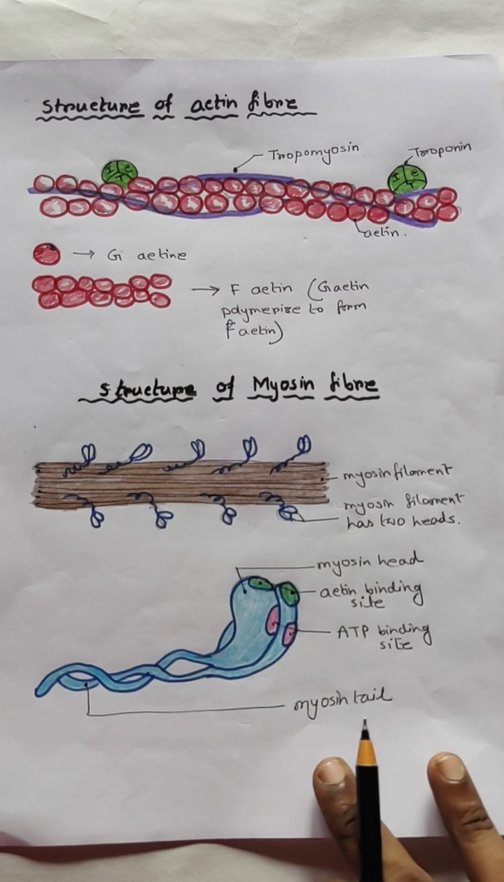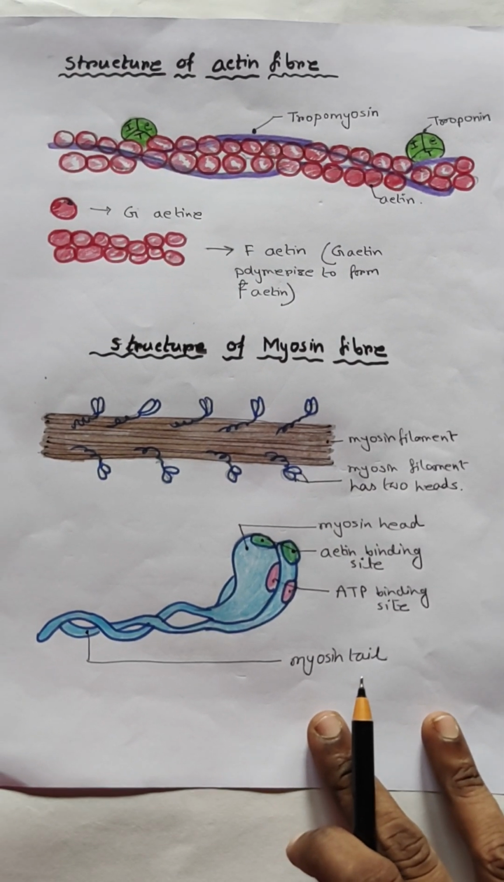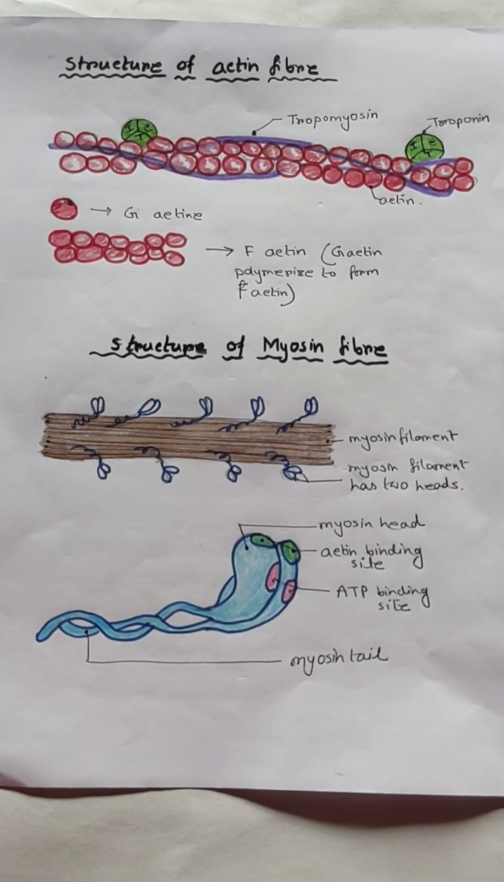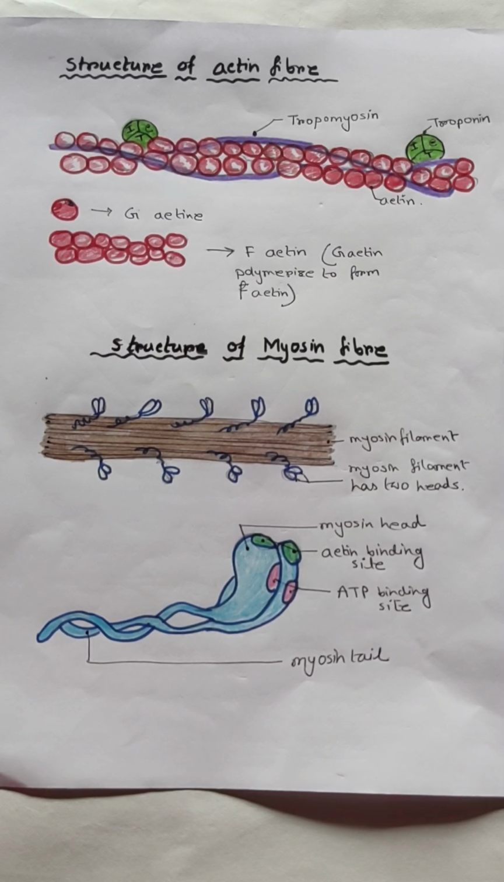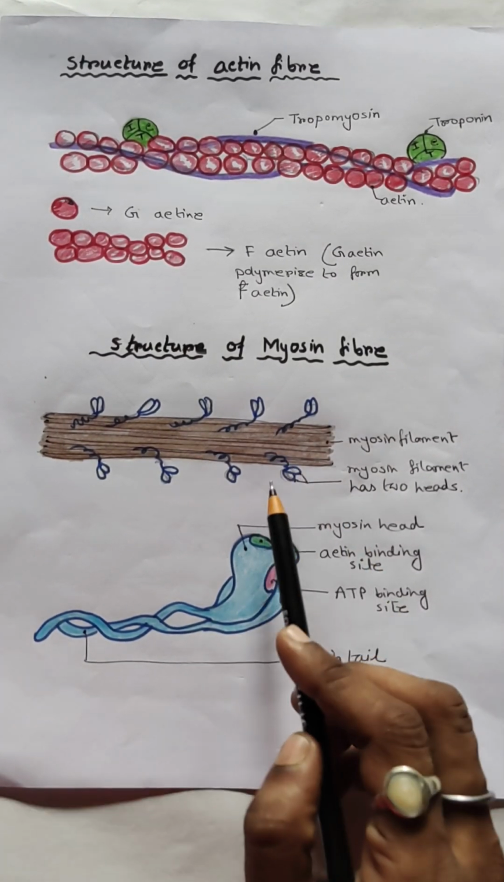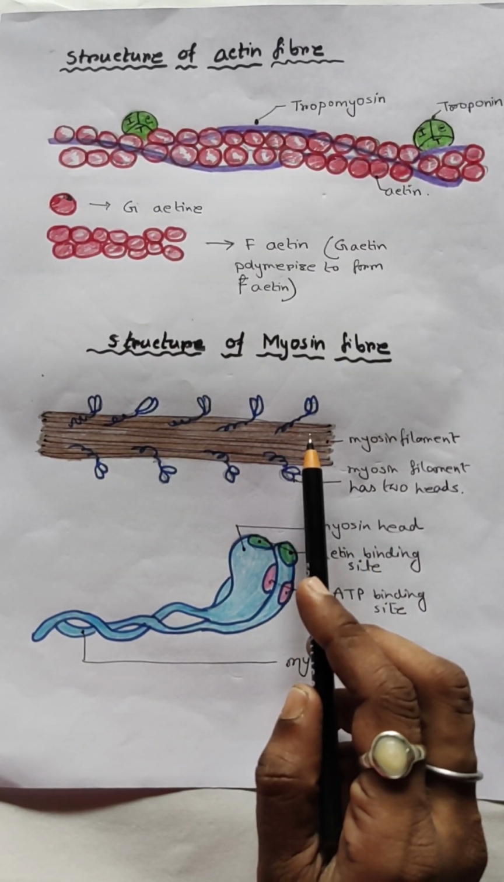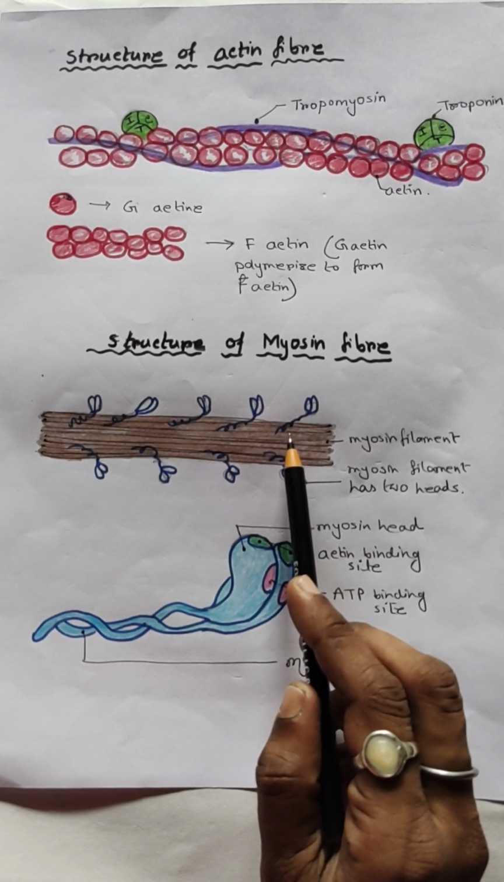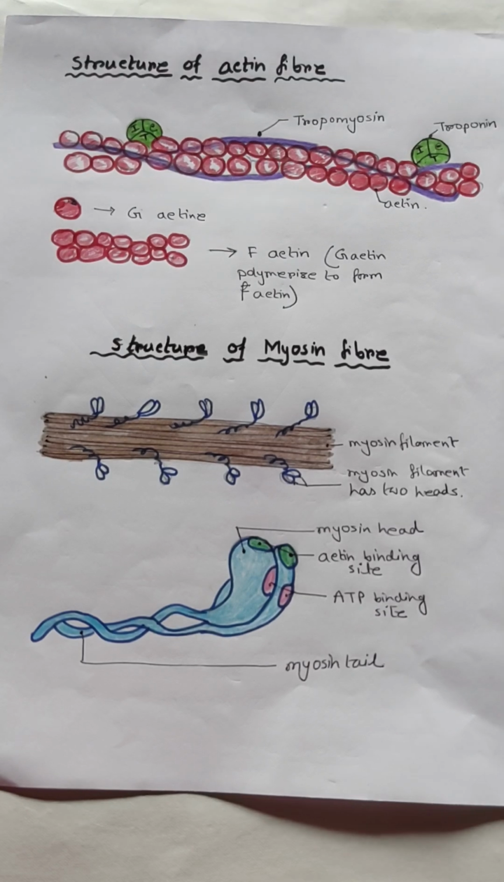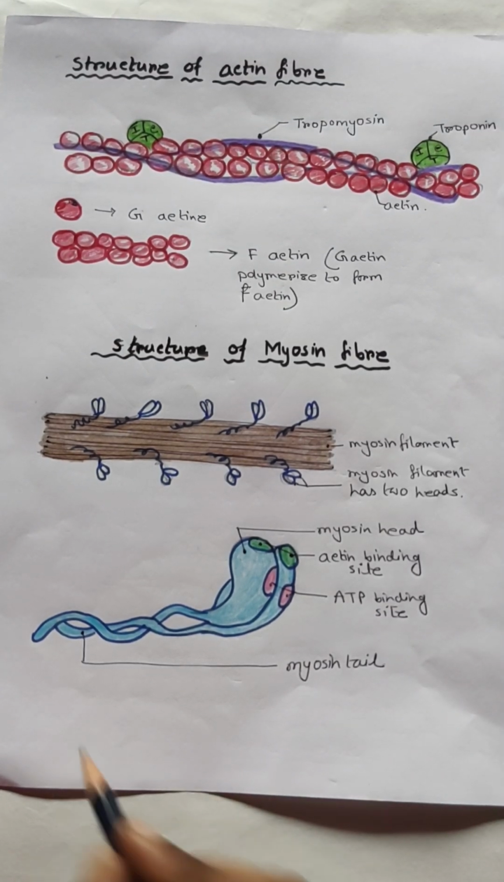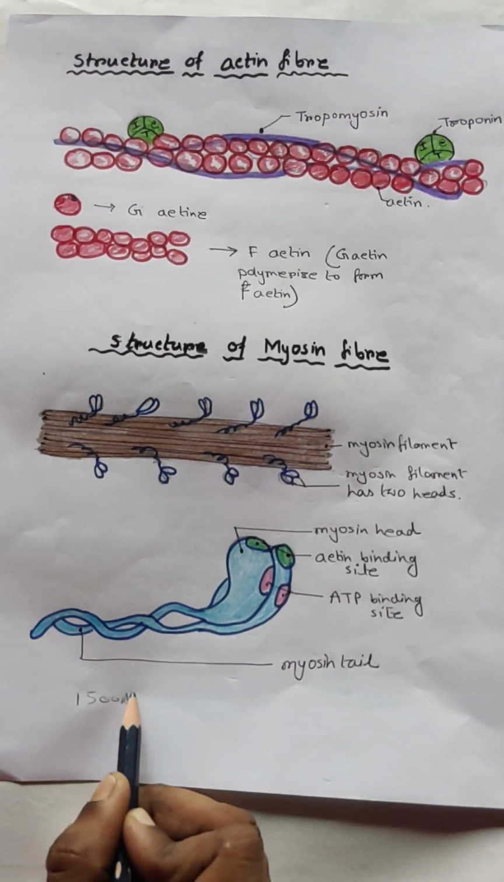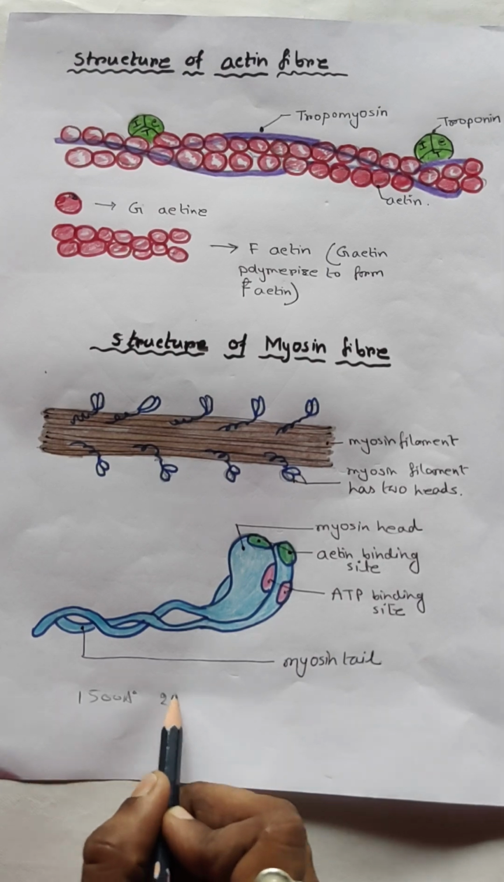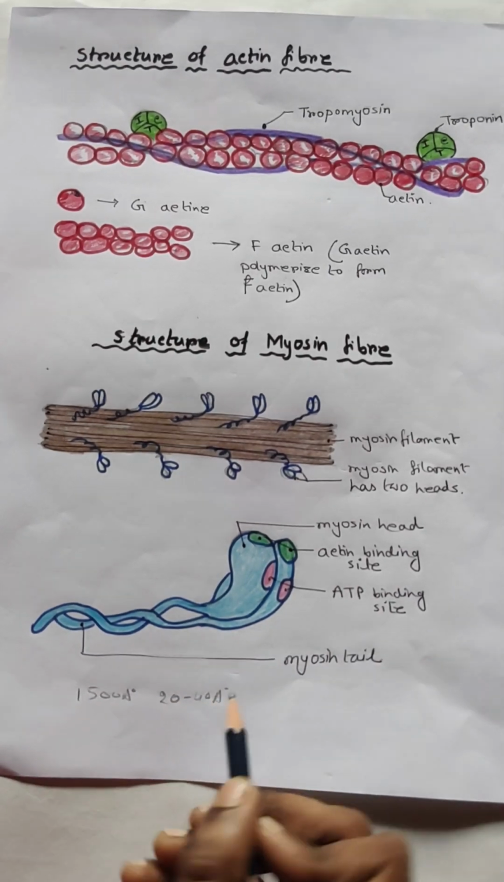Now come to the structure of the myosin fiber. This is the thick filament. Myosin protein is a type of ATP-dependent motor protein. It is about 1500 Angstrom long and 20 to 40 Angstrom in diameter.